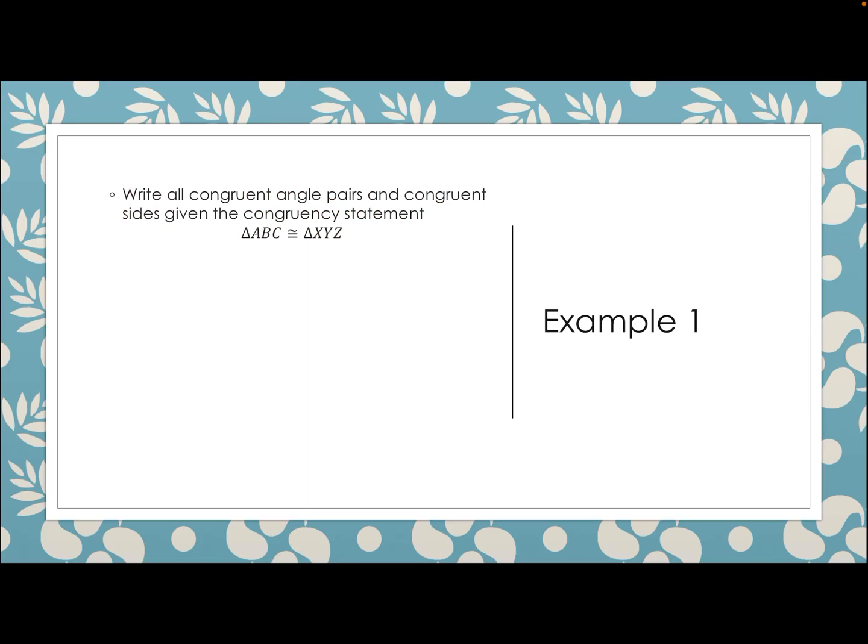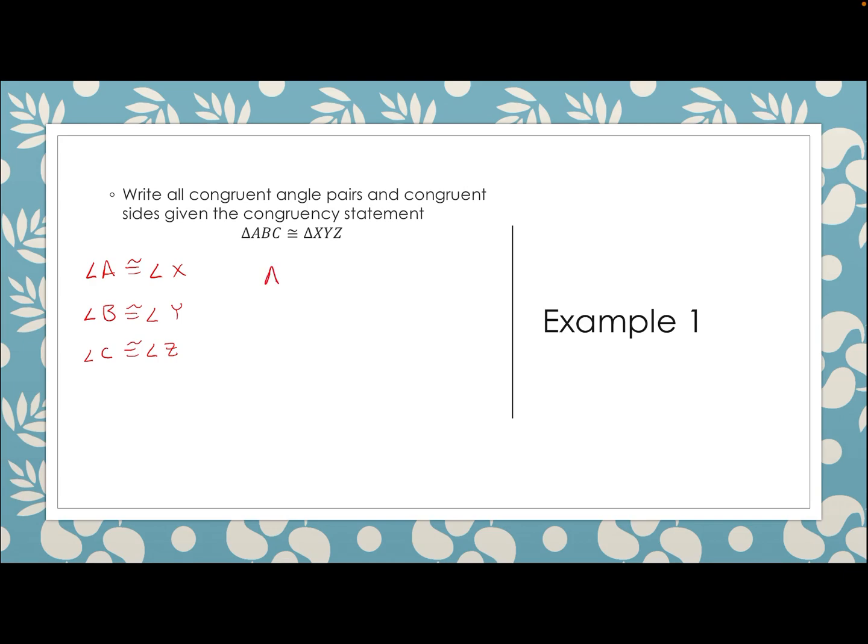All right, so if you're rejoining me, you should have gotten that angle A is congruent to angle X. You should have gotten angle B is congruent to angle Y. You should have gotten angle C is congruent to angle Z. That takes care of our three angles.